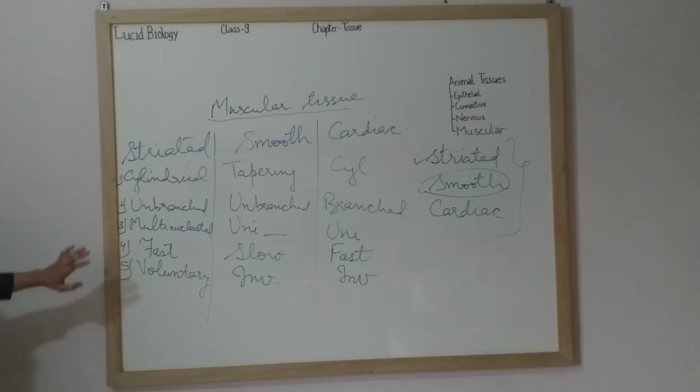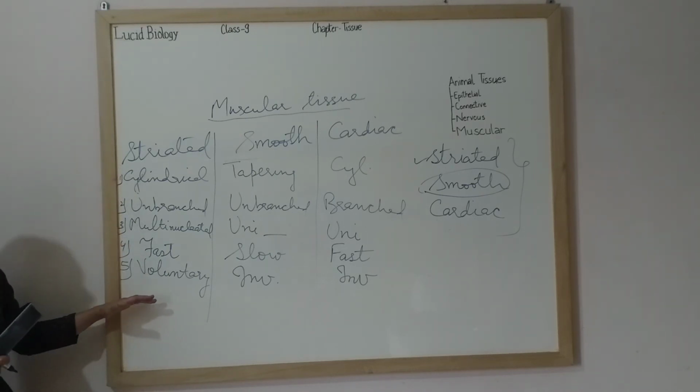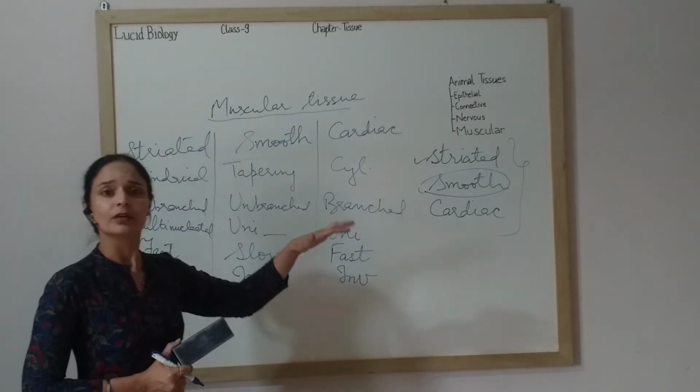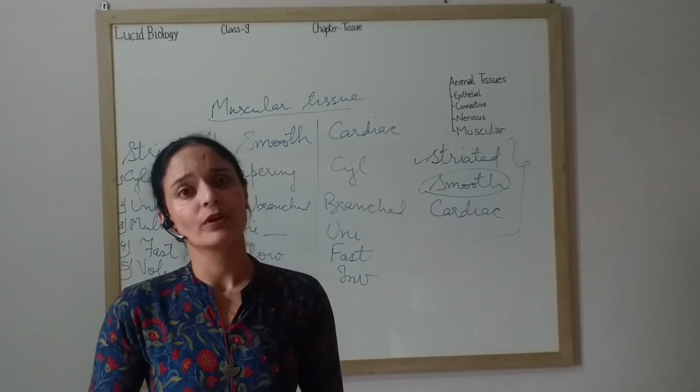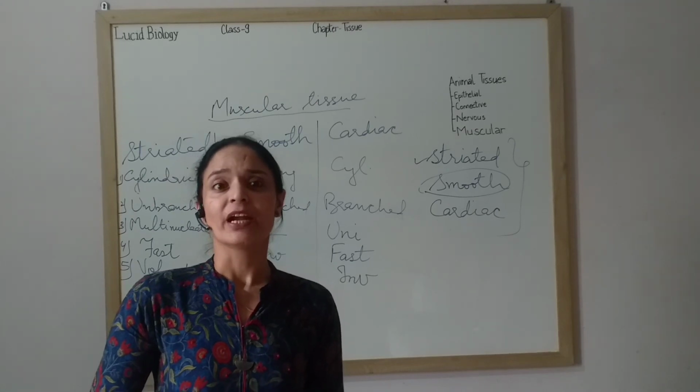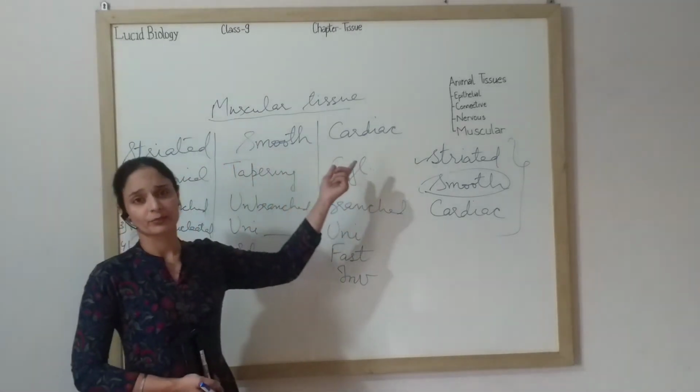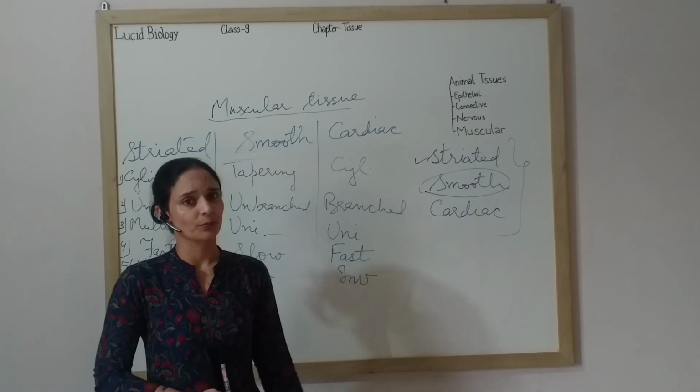Okay. So this is all about the differences in the different types of muscles. I hope you understood muscular tissue very well, where they are found, what their function is, and why they are given different names. This is all about this chapter, this topic.